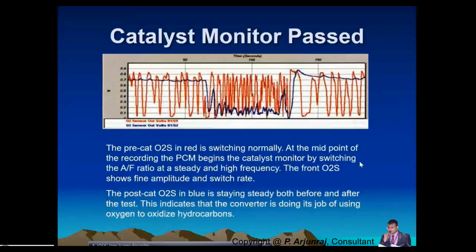Carbon monoxide, hydrocarbon, and NOx conversion should be higher than 90 to 98% at least, close to in between 90 to 98%. If the efficiency drops down according to the lean or rich mixture, it will also give you an indication with respect to the emission point of view.